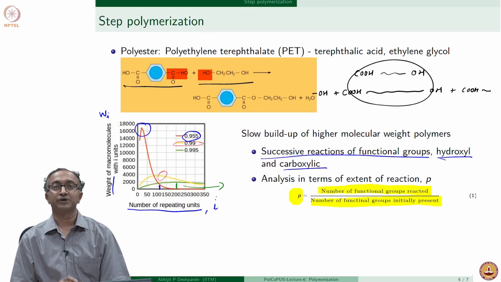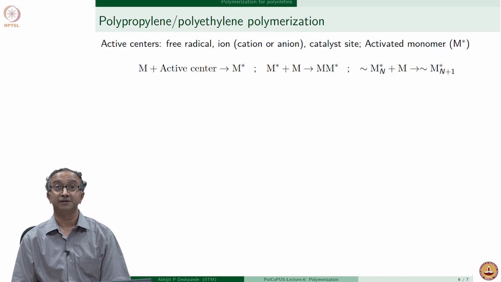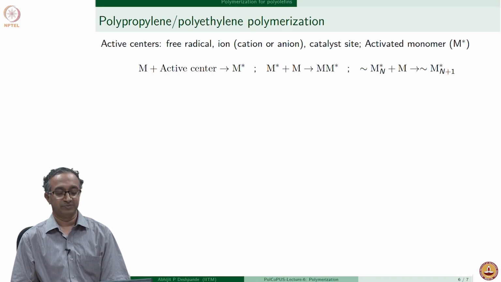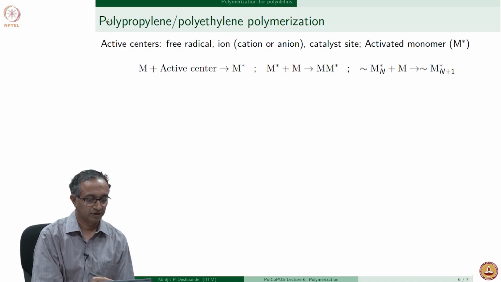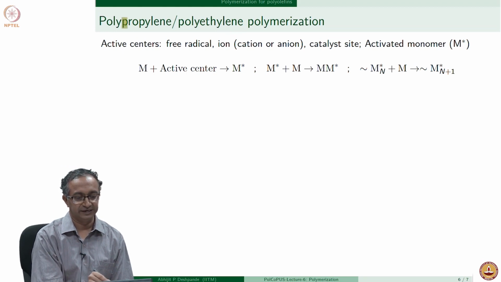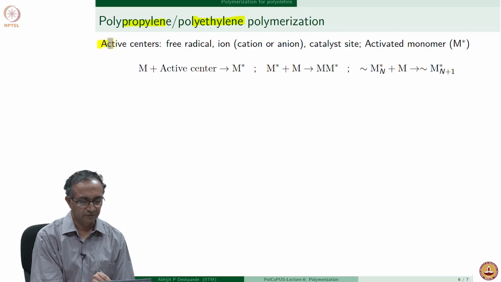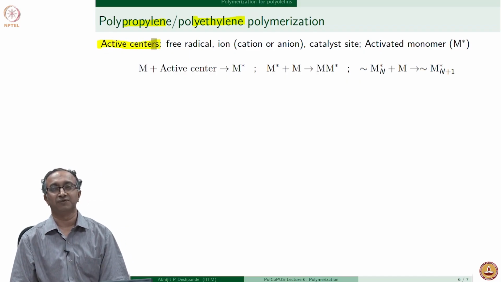We will have more time in the upcoming lecture on polymerization, where we look at the molar mass distribution in a little more detail. Let's look at the other type of polymerization, which is for polyolefins. It's quite commonly used for polypropylene and polyethylene, and we will call it polymerization in which an active center is formed.